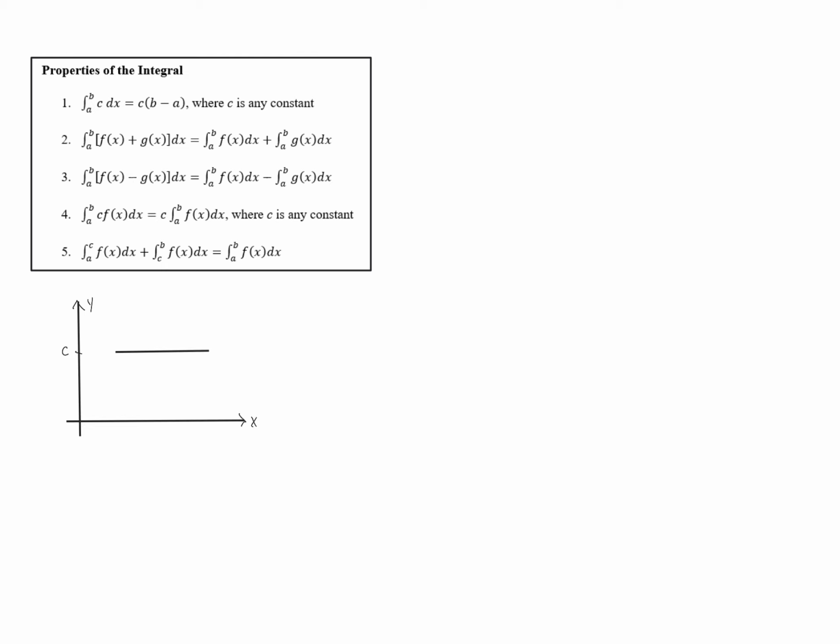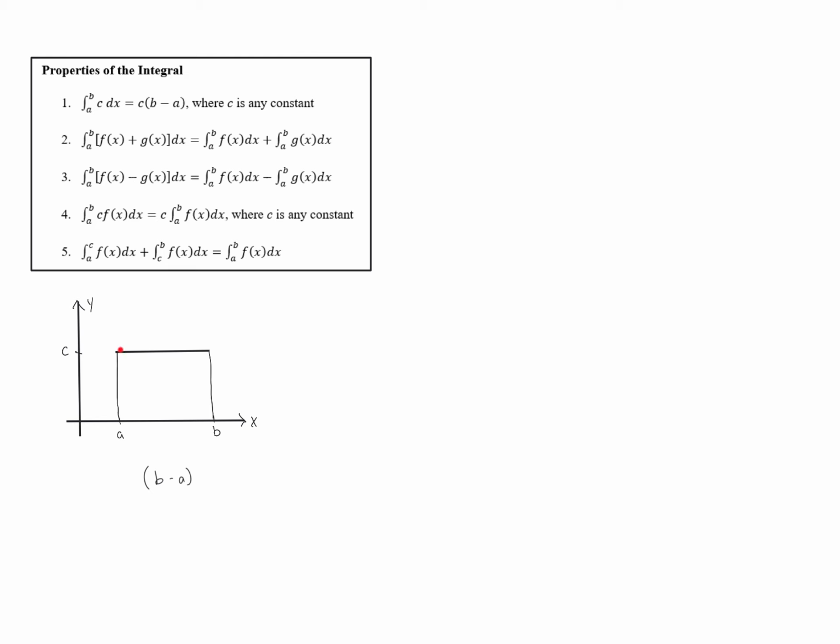So here we have our constant function, c, and we're looking between a and b. We're looking at that interval. And if you look at the region underneath that, that region happens to be a rectangle. And we know that the area of a rectangle is the base times the height. The base of that rectangle is going to end up being b minus a, because it's the difference of those endpoints. That's how you find that distance.